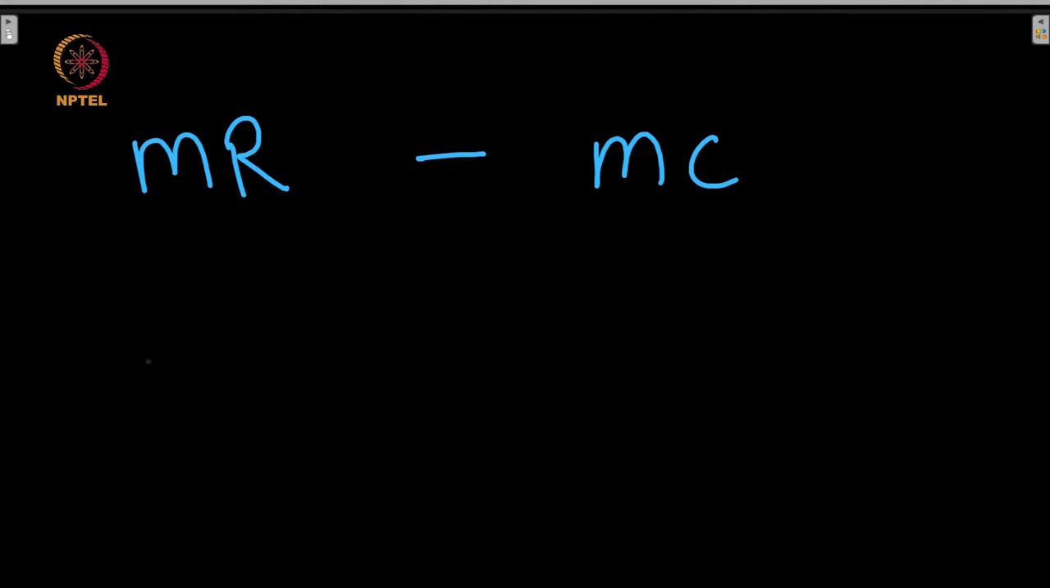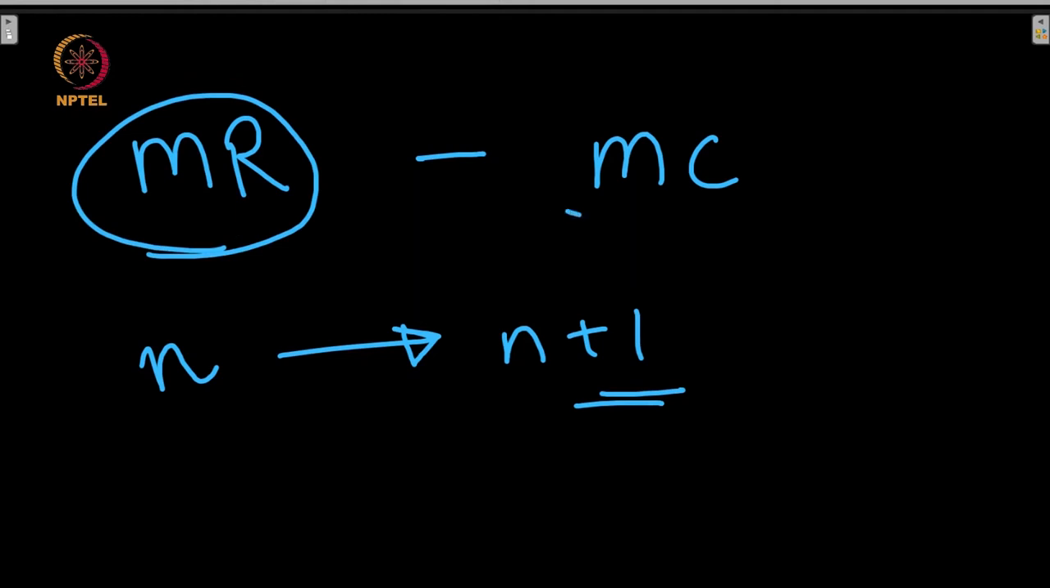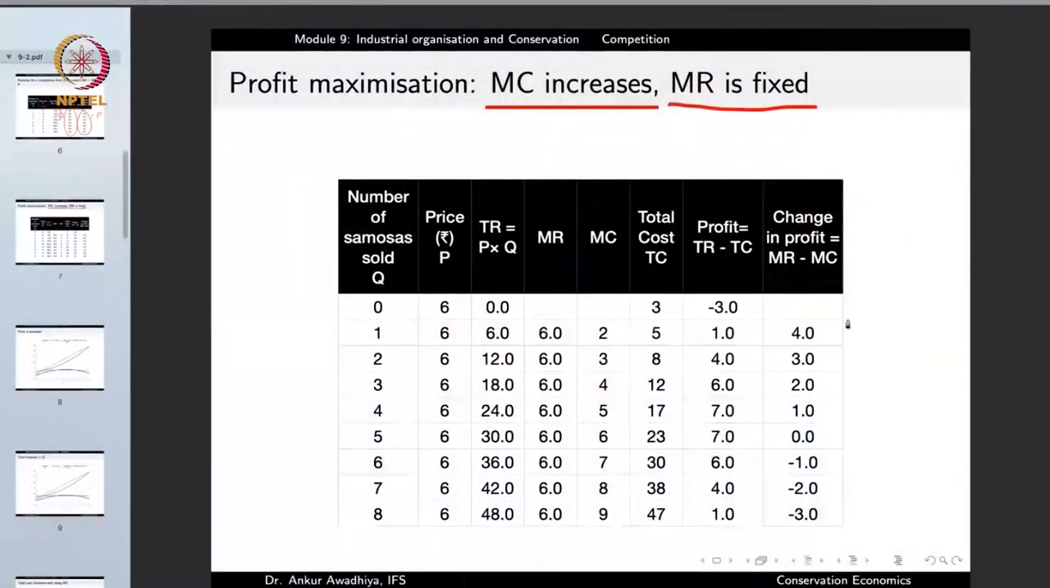What we are asking is, the firm has already sold n items and it wants to sell now n plus 1 items. So for this one item that the firm wants to sell, what is the marginal revenue? What is the marginal cost? Now, the difference will give us the change in the profits. So the marginal revenue minus marginal cost.